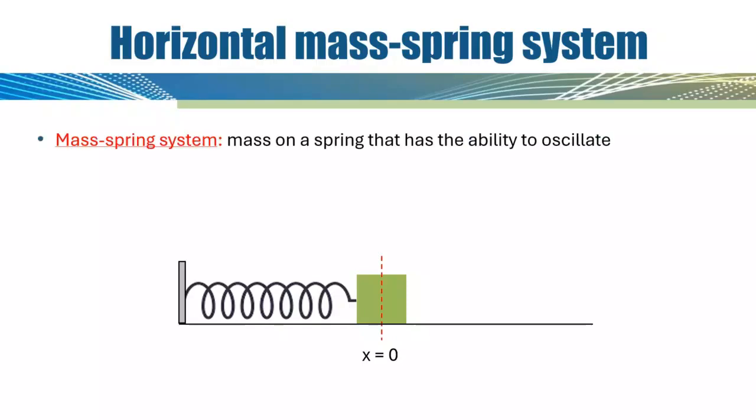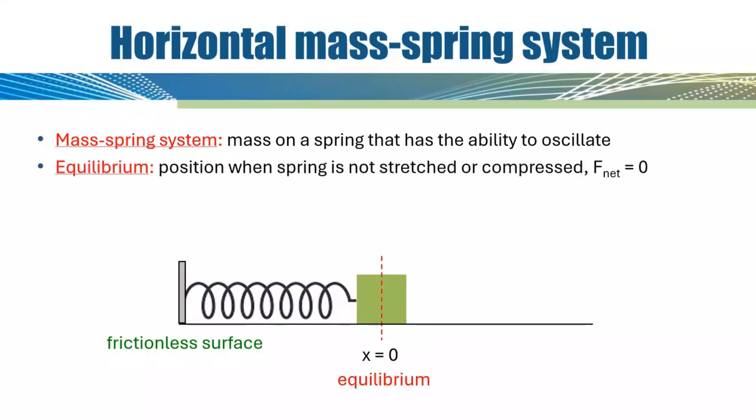A horizontal mass spring system consists of a mass attached to one end of a spring, while the other end of the spring is attached to a fixed barrier, such as a wall. This mass spring system has the ability to oscillate back and forth. Unless specified, we assume that the mass is on a frictionless surface. When the spring is not stretched or compressed, the mass spring system is said to be at its equilibrium position. At the equilibrium position, the net force acting on the mass is 0.